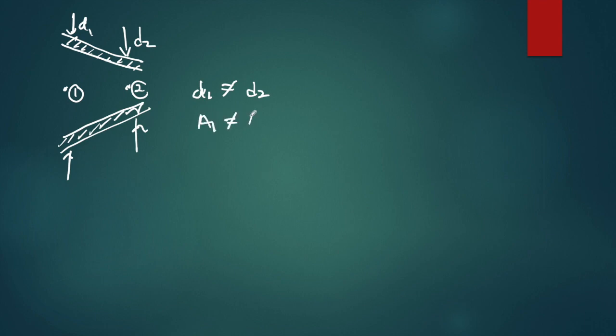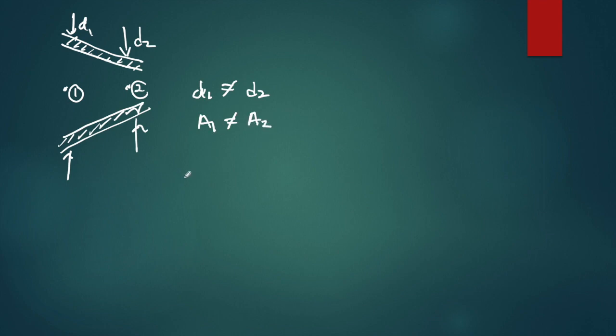So we want to find the velocity at point 2. Normally, this question asks us to find the velocity at point 2. Therefore, we have to apply Bernoulli's principle at point 1 and point 2. We take points 1 and 2 in the middle of the pipe. Here, diameter 1 is not the same as diameter 2. So this is d1 and d2, and they are not the same. Therefore, the area of 1 is not equal to the area of 2.